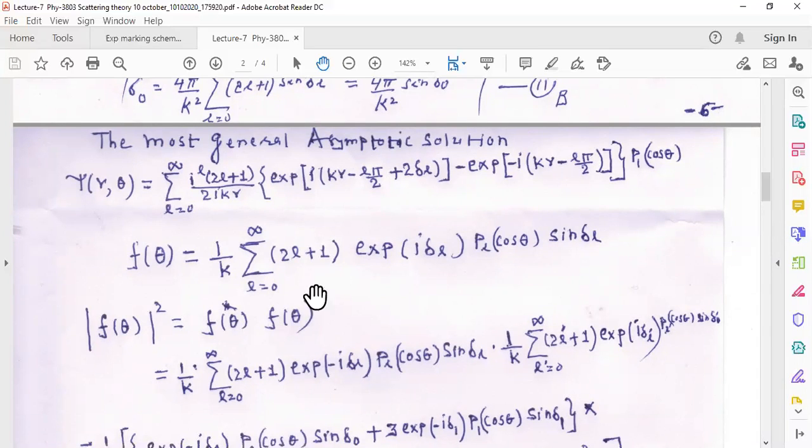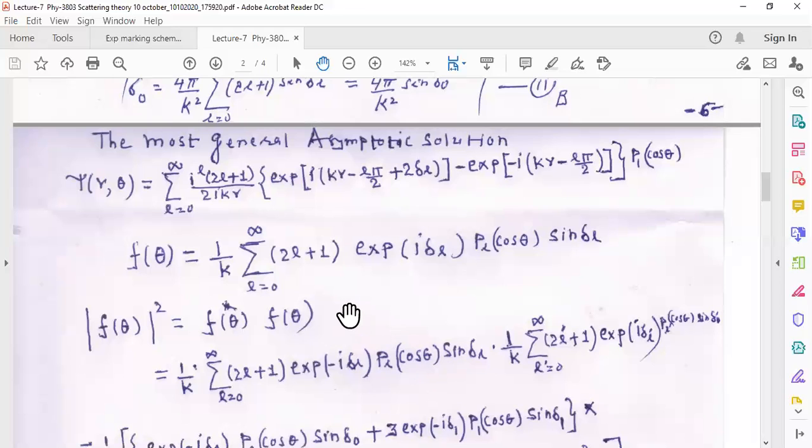So you see, what is f star(theta)? Let us take the complex conjugate of this. So I'm taking the complex conjugate, so it is 1 upon k, and then the sum over L of (2L plus 1), and the complex conjugate of e to the power of i delta L, that is e to the power of minus i delta L. This is P_L of cos theta, and sin delta L. I'm taking this.